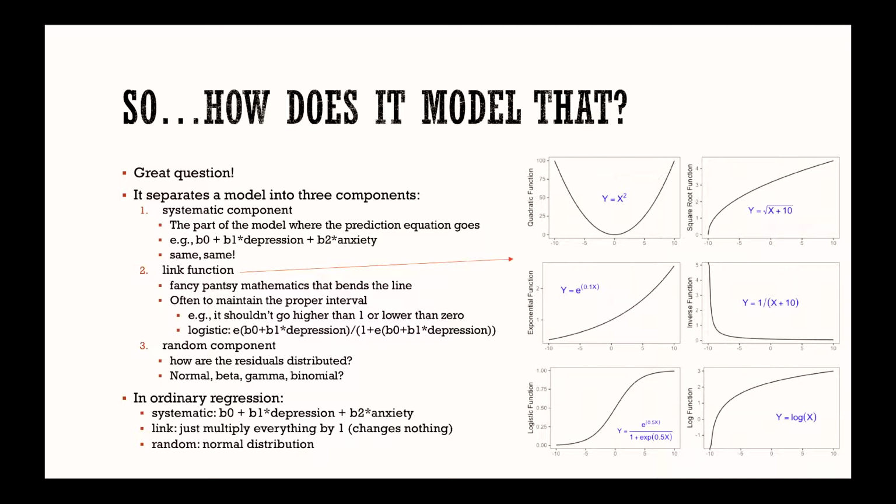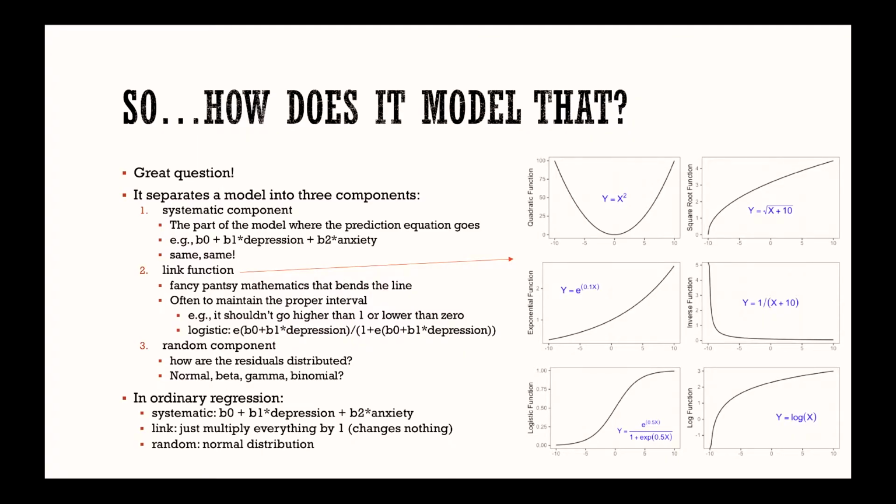So often we use link functions to maintain the proper interval. For example, the logistic should not go higher than 1 or lower than 0 because your probability can't exceed 1 and it can't get below 0. And so we use the function e to the b0 plus b1 times x divided by 1 plus e to the b0 plus b1 times x, etc. So that's the link function.